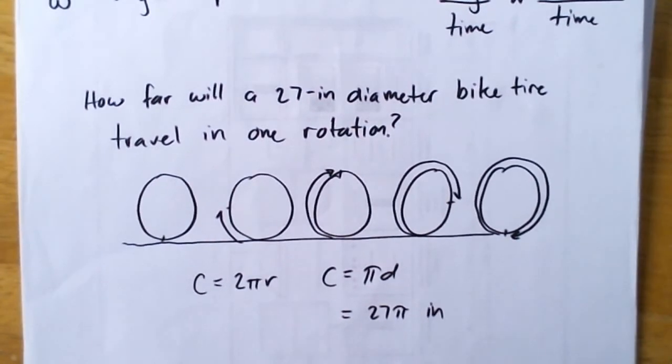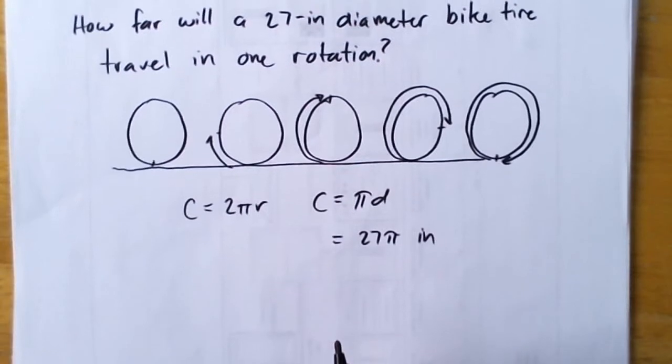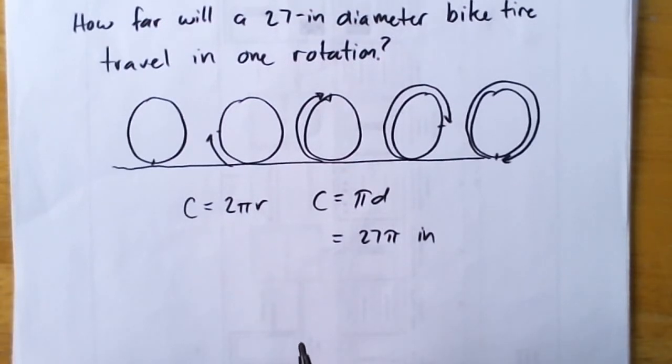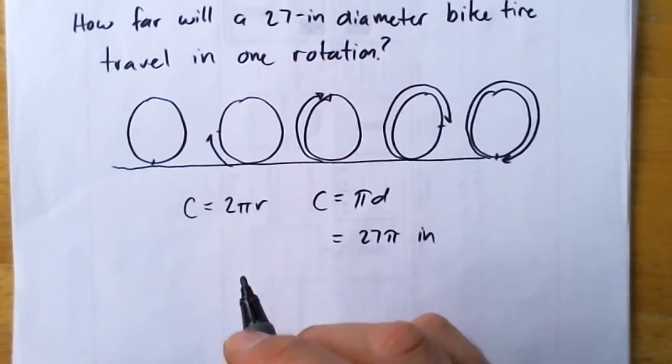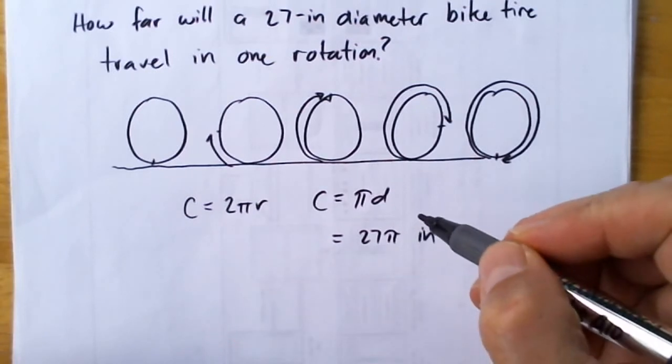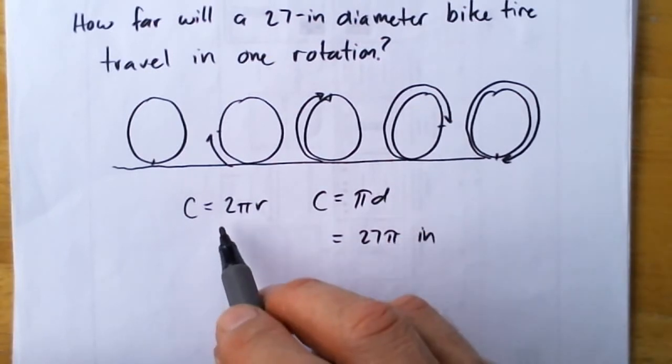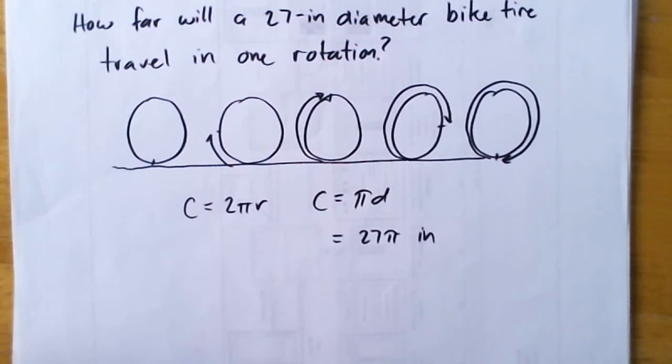So the connection between linear and rotational motion is the circumference. So we need to make sure we use this when we're converting from angular to linear and from linear to angular speed.